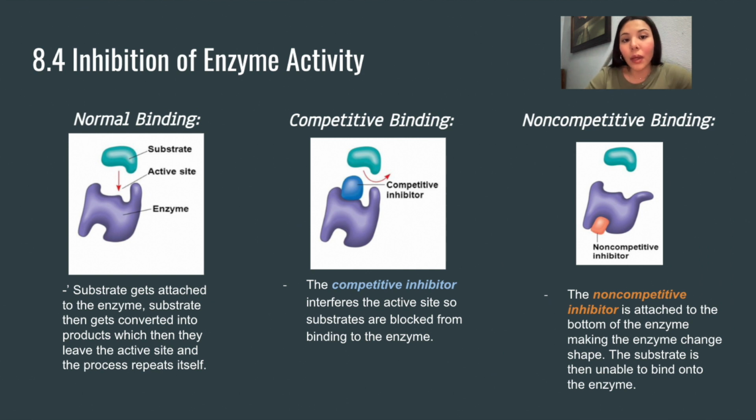Inhibition of enzyme activity. There are three types of binding, which are normal binding, competitive binding, and non-competitive binding. In normal binding, the substrate gets attached to the enzyme. Then the substrate turns into products, which then end up leaving the active site, and then the process ends up repeating itself.